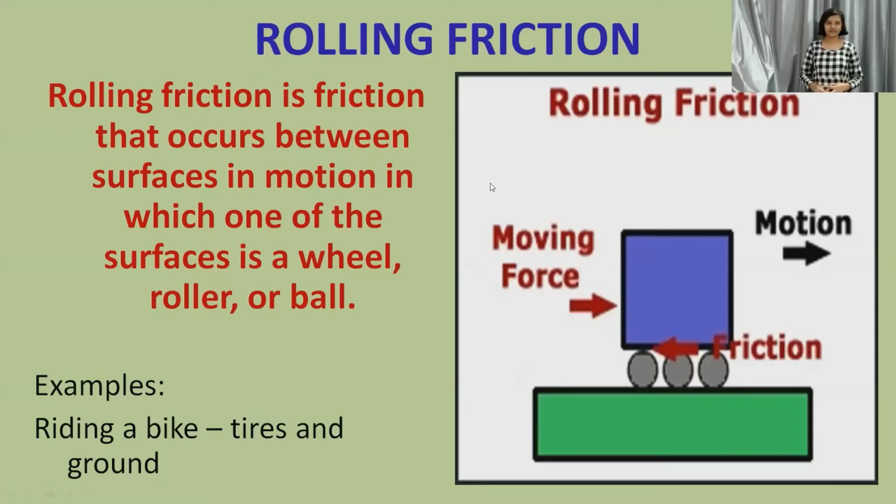Rolling friction exists when one object rolls over another object. So, rolling friction can be defined as the friction that occurs between two surfaces in motion, in which one of the surfaces is a wheel, a ball, or a roller. For example, riding a bike. The rolling friction is found in between the tires and the ground. Also, rolling friction is always less than sliding friction and static friction.